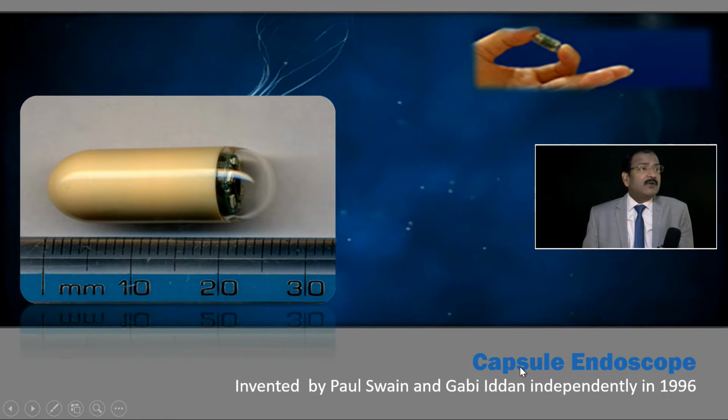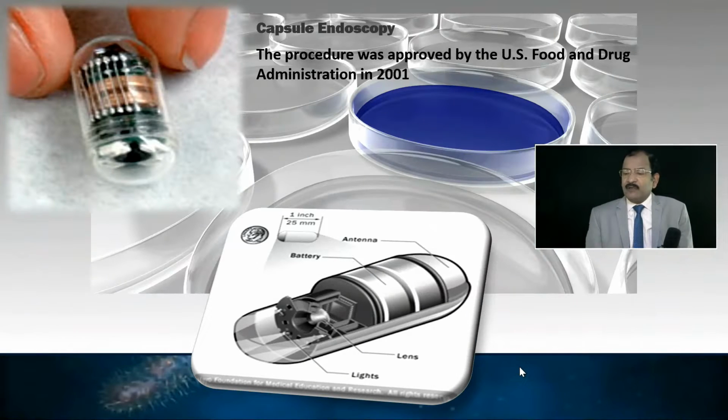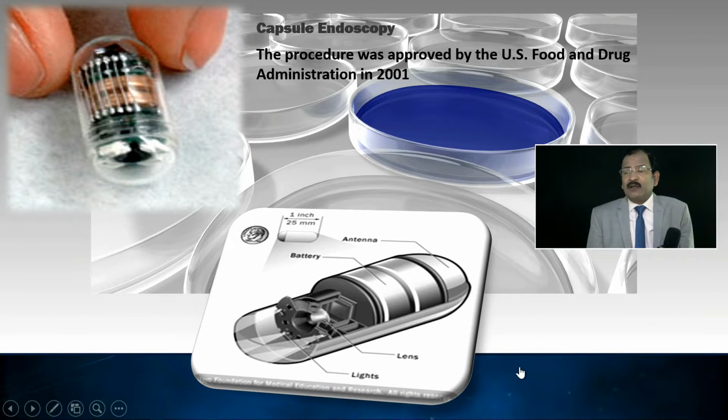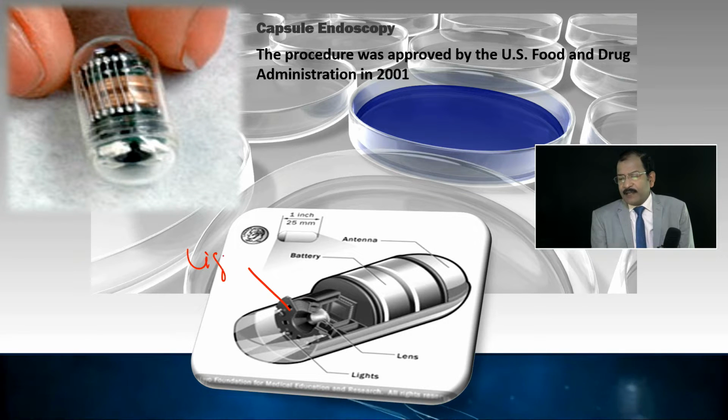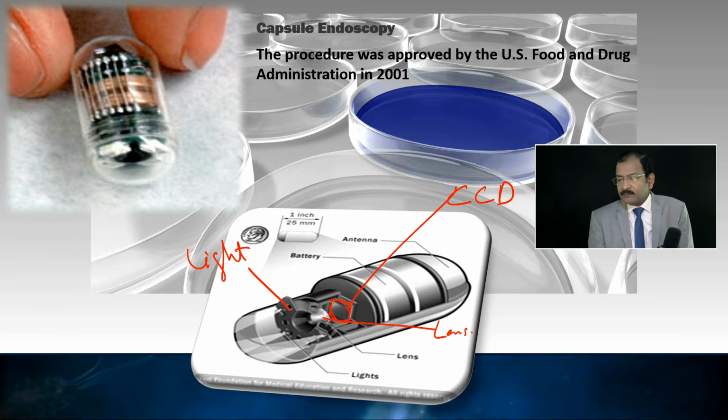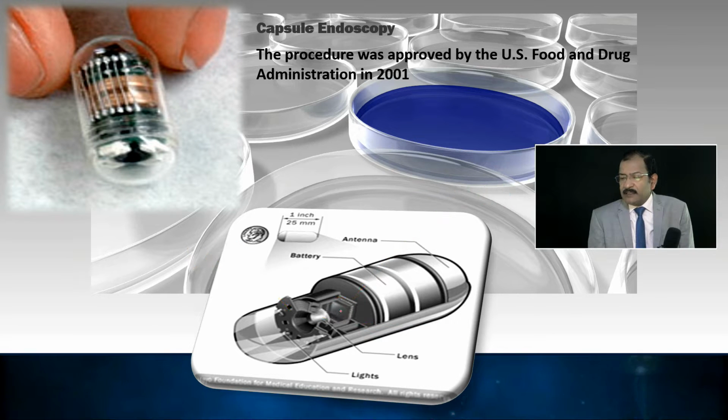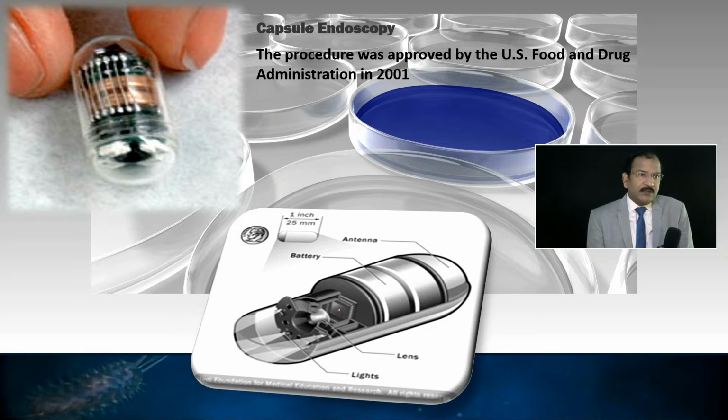When capsule endoscope was invented, it was thought it would revolutionize the method of endoscopy. This is the LED light of the capsule endoscope. Here is the lens, and this square is the CCD. CCD means charge coupled device. This is the retina of the endoscope, which takes the image and transfers the photon into electron.